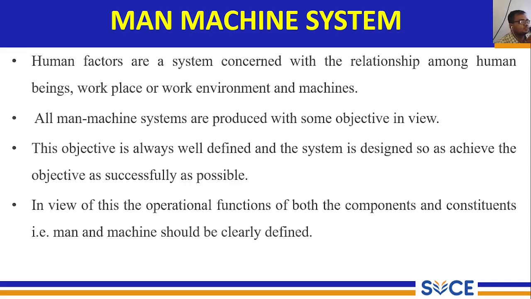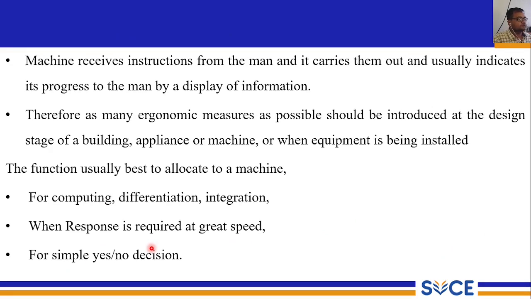A good example of a man-machine system is driving your car, where all the inputs to the particular operation, the speed, the steering, the directions and all the controls are with the human, whereas the process is done by the machine, right? The input is given by the human, the process is done by the machine, and at the end, the output is moving from one place to the other. So driving your car is a good example of a man-machine system, where the operational functions of both components, the man as well as the machine, are clearly defined.